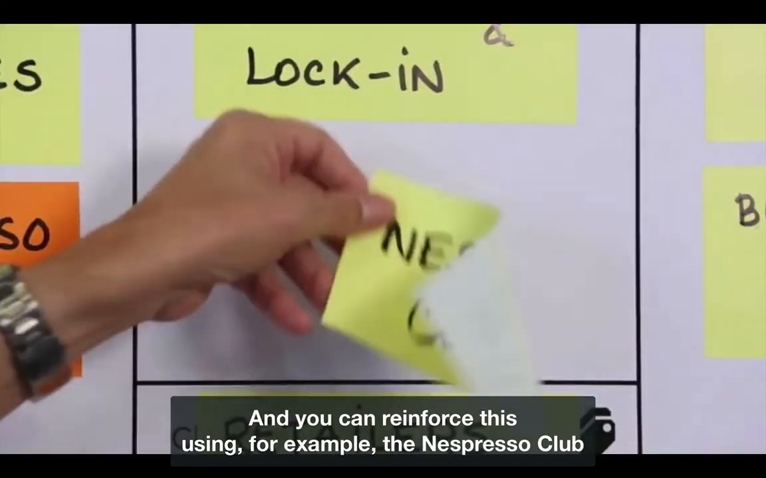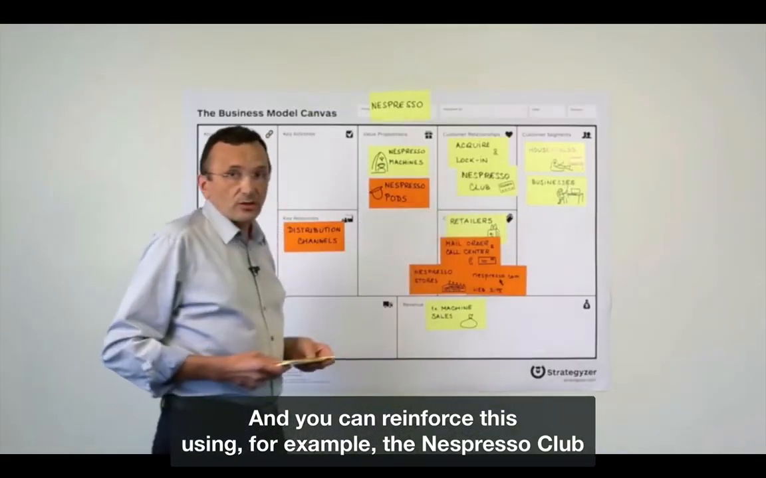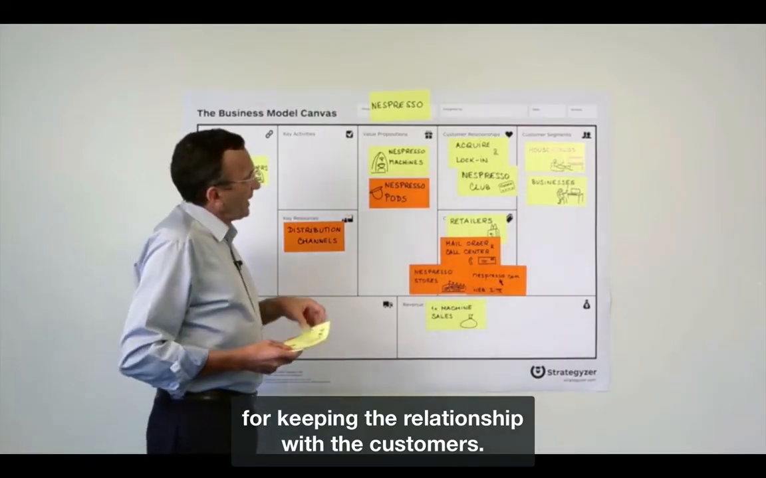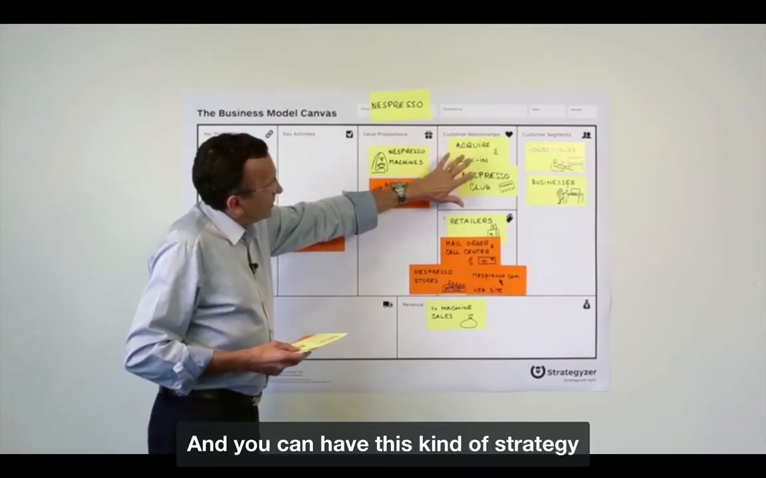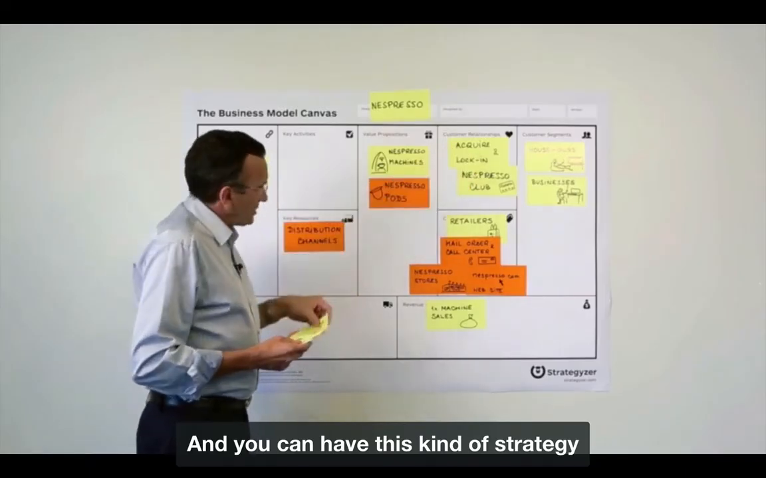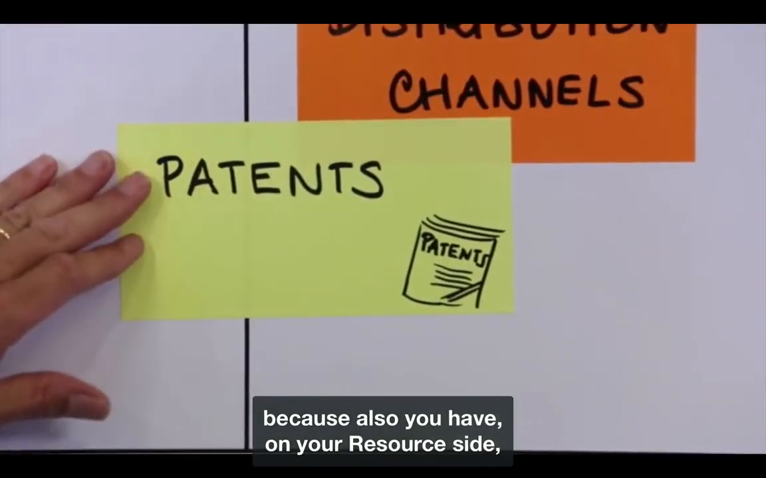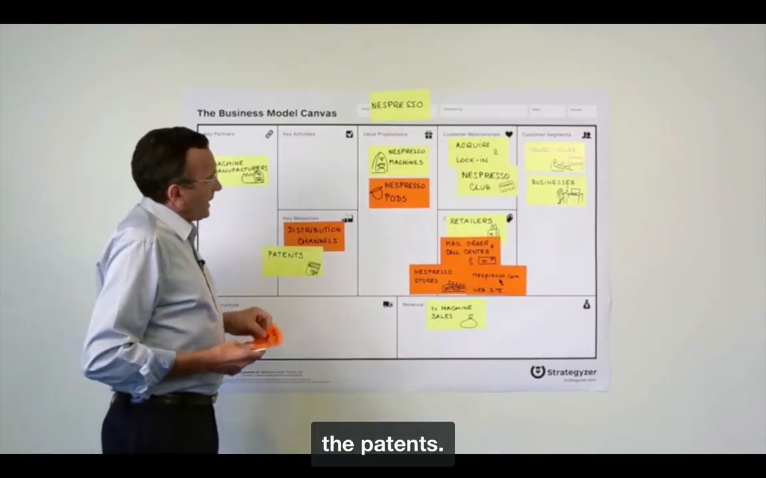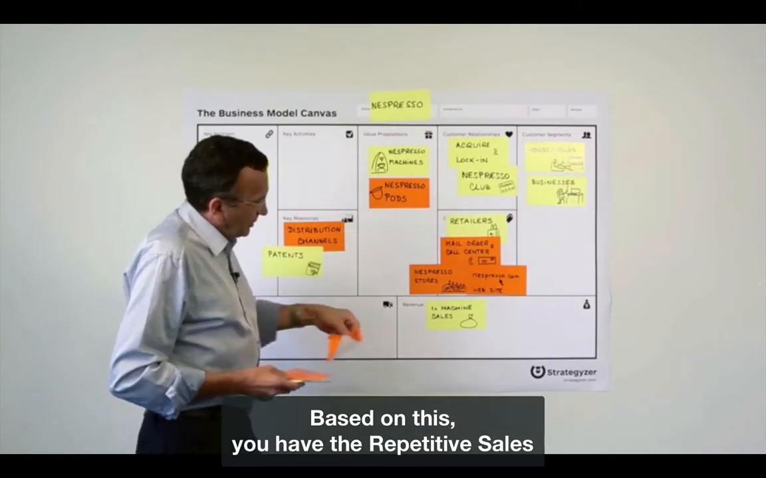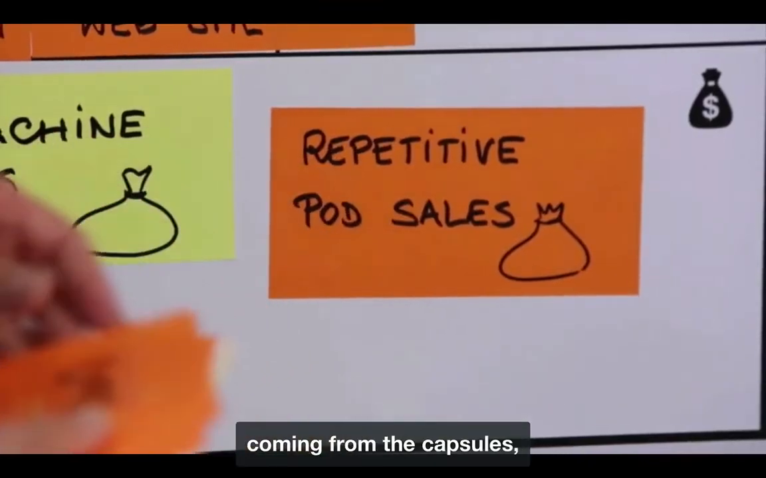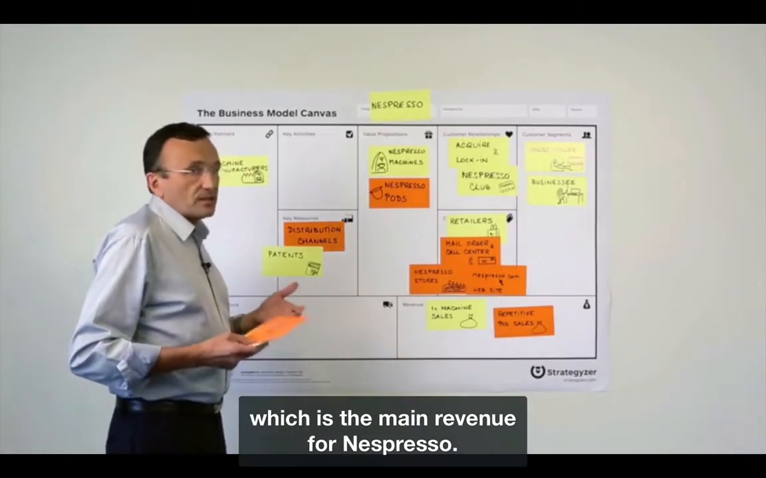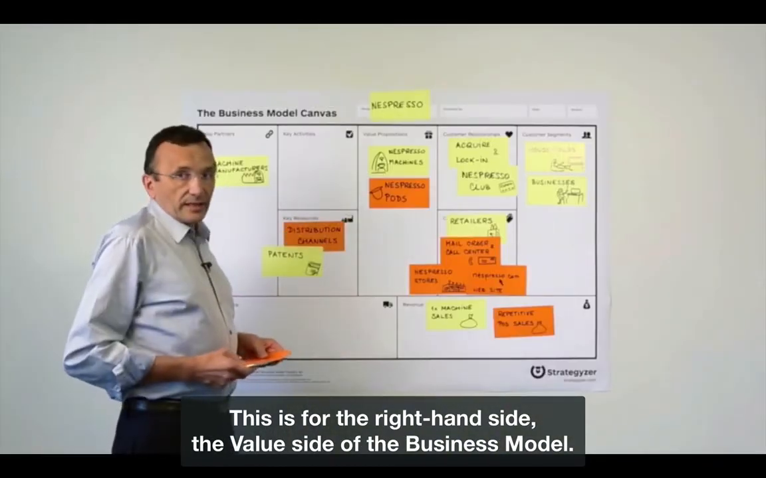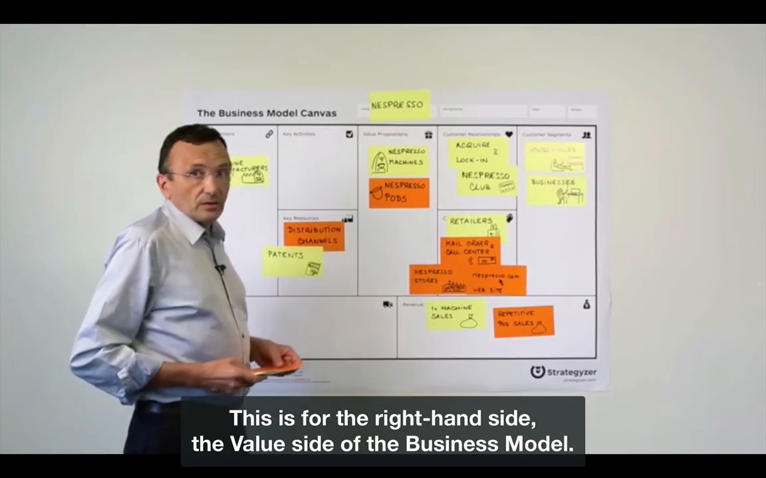And you can reinforce this using, for example, the Nespresso Club for keeping the relationship with the customers. And you can have this kind of strategy because you also have the patents on your resource side. And based on this, you have the repetitive sales coming from those capsules, which is the main revenue for Nespresso. This is for the right-hand side, the value side of the business model.